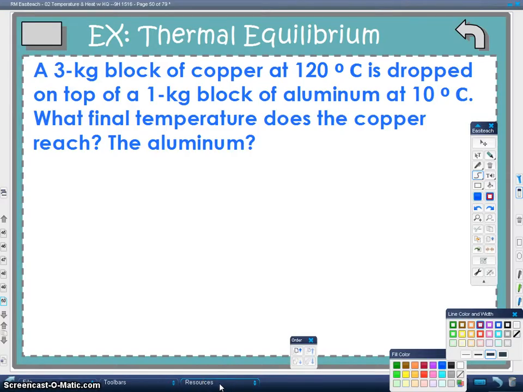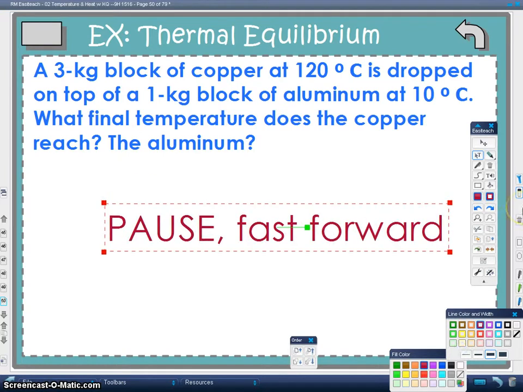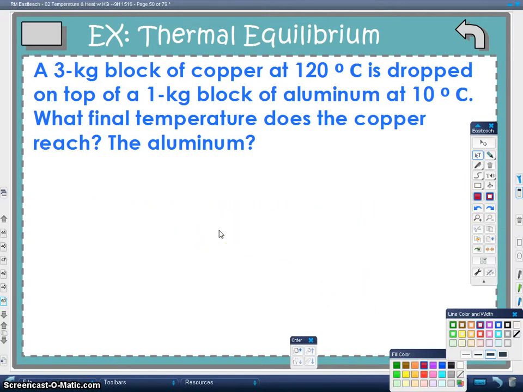Thermal equilibrium problem. This is a recording, so feel free to pause this, fast forward. I won't be offended. You can mute this. Just go all the way to skip to the ending and look at the punchline, look at the moral of the story if you want.